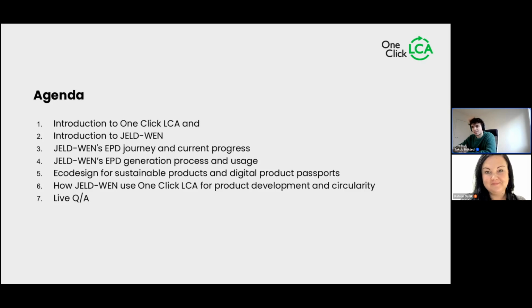A quick look at the agenda today. We're going to start off with a quick introduction to One Click LCA, and then an introduction to JELD-WEN, where Katrine will start presenting about JELD-WEN's EPD journey and current process, diving further into the EPD generation process and usage, and how they use it for eco-design, sustainable products, and digital product passports. And in the end, how JELD-WEN will use One Click LCA for product development circularity. And finally, there will be a live Q&A session.